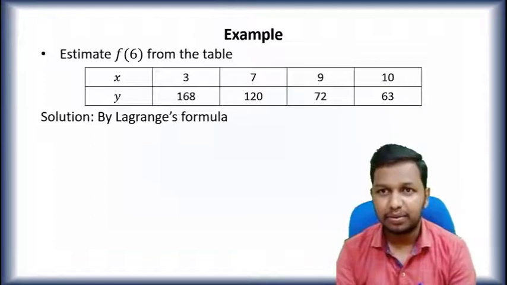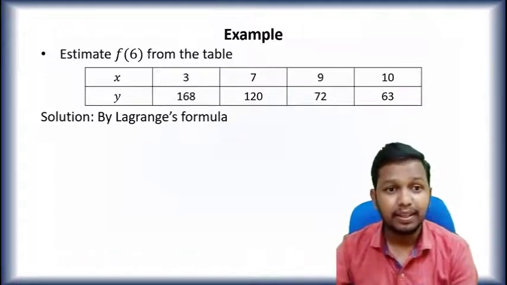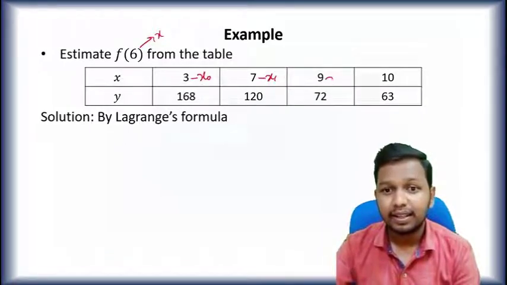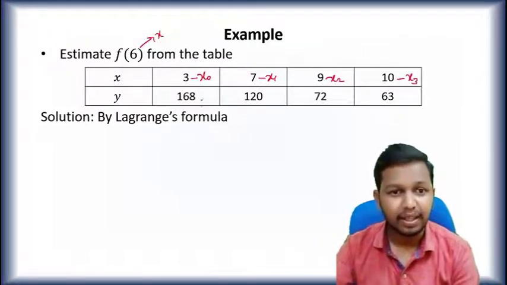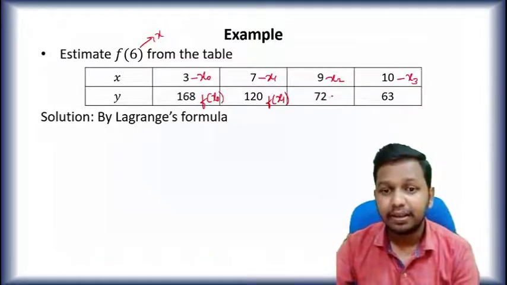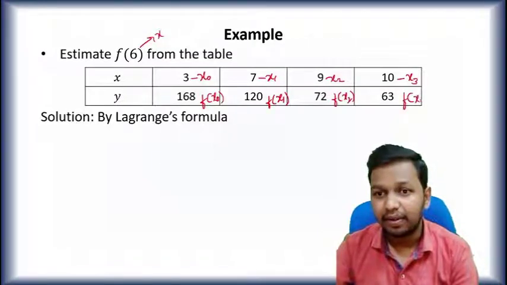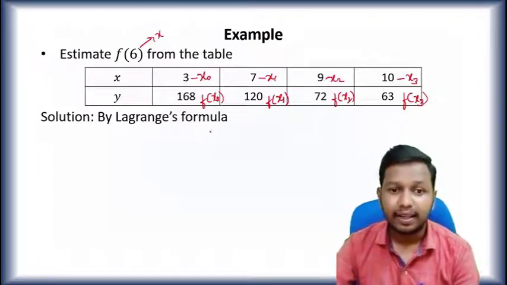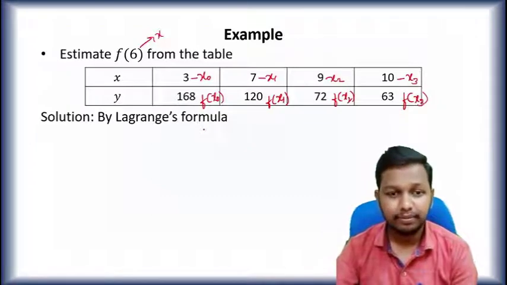Let's see the solution. In this problem, this is the value of x0, x1, x2 and 10 is x3. 168 is f of x0, 120 is f of x1, 72 is f of x2 and 63 is f of x3. Substitute these values in Lagrange's interpolation formula.